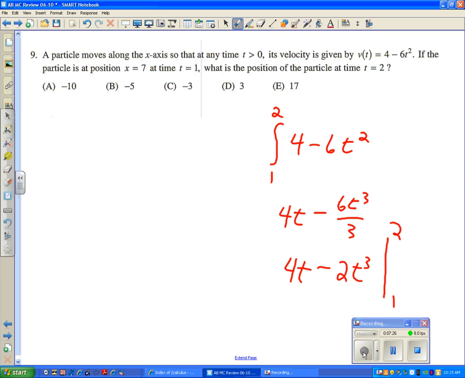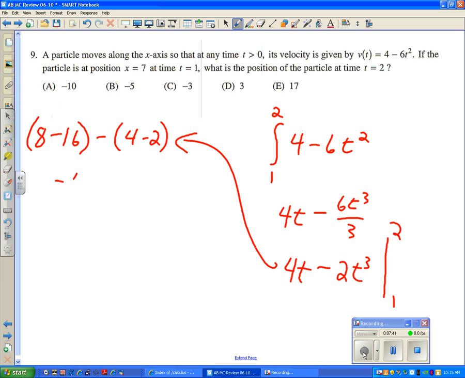And so if we do that, we get, on the upper, we get 8 minus 16, if we put in the upper limit, 2. And then if we put in the lower limit, 1, we get 4 minus 3. And we get a negative 8 minus 2 more, which is negative 10. So this is the change that happened between 1 and 2.